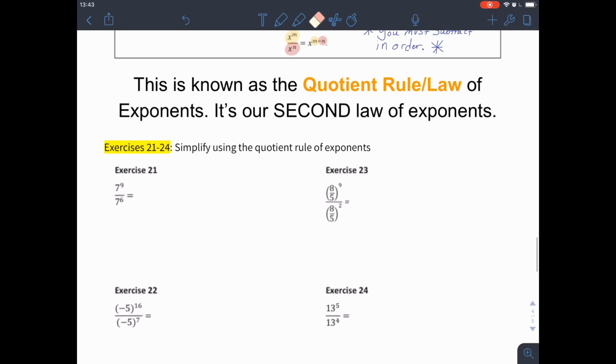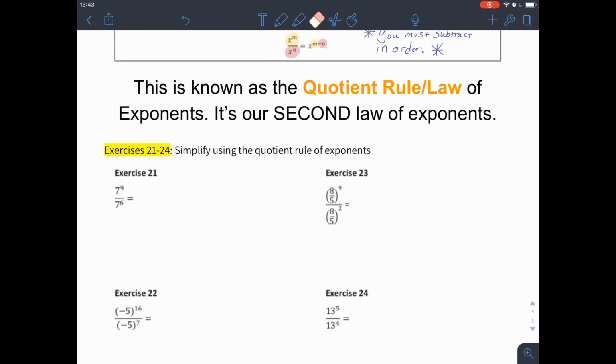You can pause the video and try to apply your quotient rule to these 4 problems and hit pause when you're ready to go. So just as before, I'm going to start by writing my base for each of these exponent pairs, and then since we have division, I'm going to subtract. I'm going to do it in order. So for 7 to the 9th power divided by 7 to the 6th power, I'm going to keep my base of 7 and do 9 minus 6 to get 7 to the 3rd power.